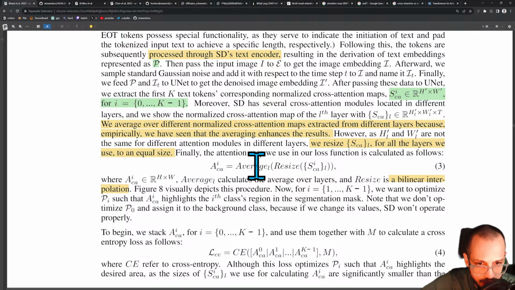that token. Now for each of the tokens, we want to optimize the embedding for that token such that the average attention map for that token highlights the ith class region in the segmentation mask. Note that we don't optimize P0 and assign it to the background class, because if we change the backgrounds, SD won't operate properly. Okay, so I guess they're kind of hard coding the first token in the sequence to the background. Seems pretty standard.